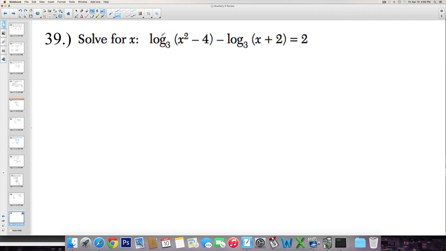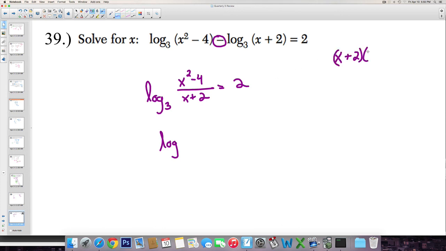Solve for x, so logs here. Let's condense to be one single log. So when we have a subtraction, we can condense that to be division. So log base 3 of x squared minus 4 divided by x plus 2 equals 2. So we could actually factor this out early. That will save us an extraneous solution here. So really we're just left with x minus 2.